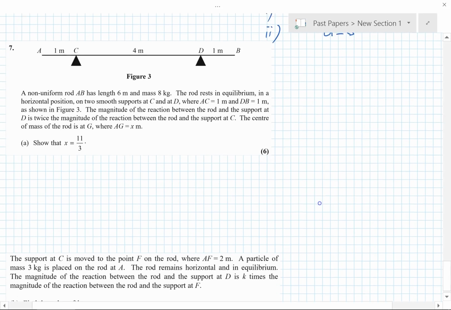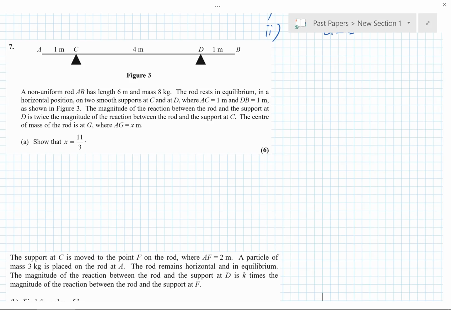Okay, so here we have a moments question. First part is, well, we've only got 3 forces, so it shouldn't be too bad. We're told the reactions at RC and RD are related, that this one, D, is twice as much as the one at C. It says that somewhere in the writing here. There we go, twice the magnitude there, so we're told that.